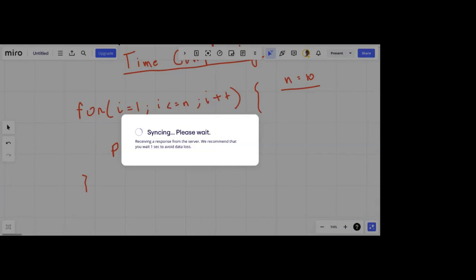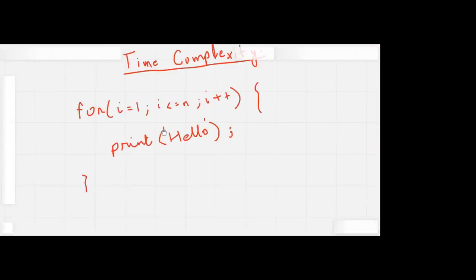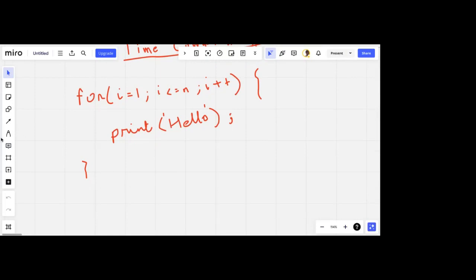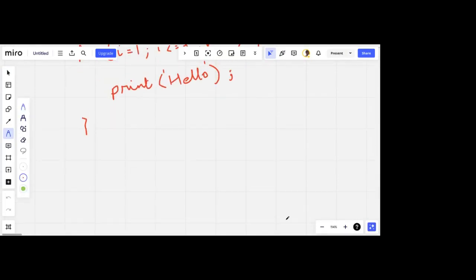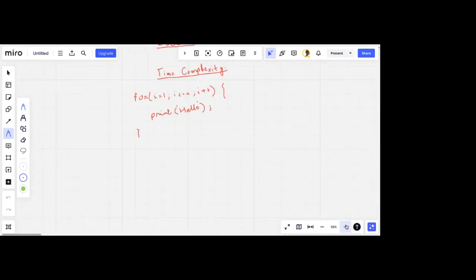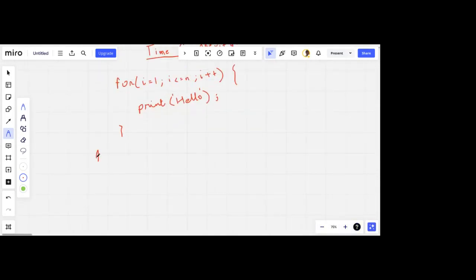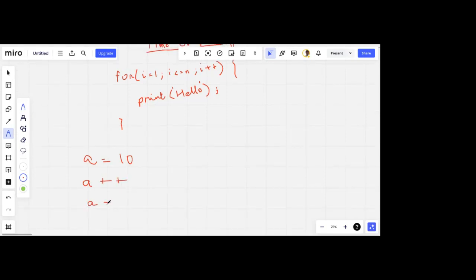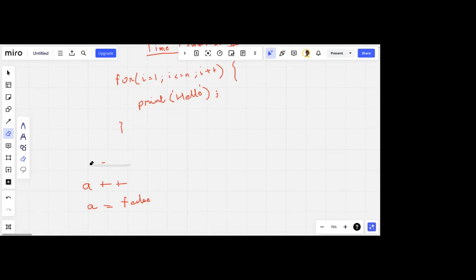So any simple operation, right? For example, let a is equal to 10, or this type of operation, any simple operation, we can simply assume that it takes 1 unit of time for our convenience. So just to make sure that you are getting this, any statement, for example, a equal to 10, or let's say a plus plus, where a is any variable, or a is equal to false, or any such statement, we can say that it takes 1 unit of time. Okay, just for our understanding.